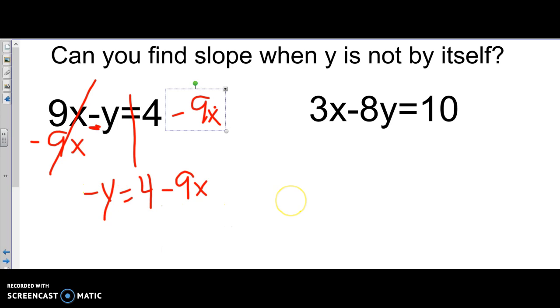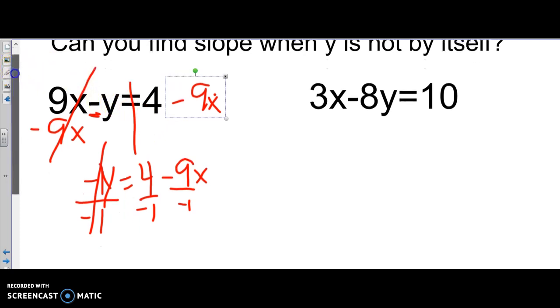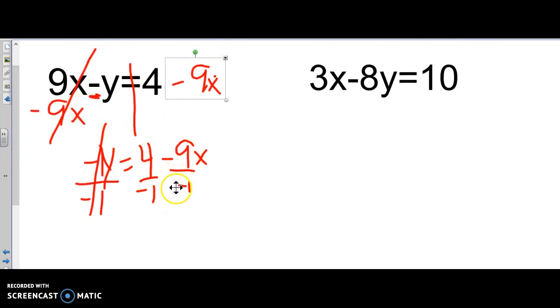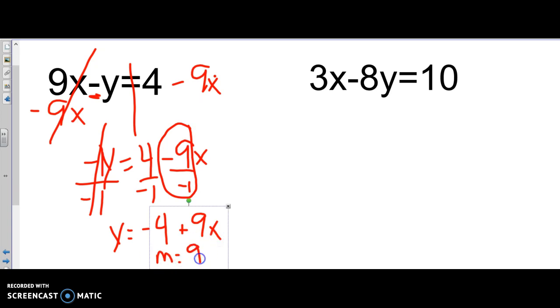Y is still not by itself because we have that negative sign and we can say there's a 1 right here. It's being multiplied by y, so I have to divide by -1, which cancels that out, and divide each term by -1. To simplify this in your calculator, you would do alpha y equals enter 4 over -1, and you would get y equals -4. And then we would do alpha y equals enter -9 over -1 and get positive 9x. Your slope is 9. Now you try this one.